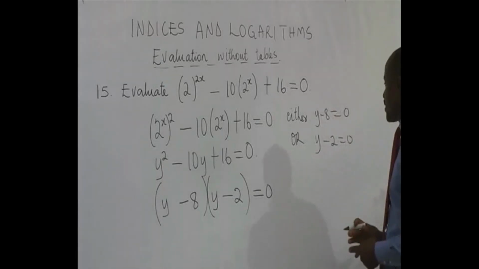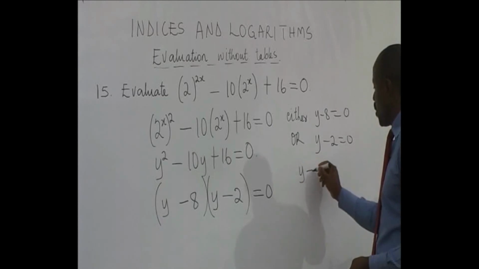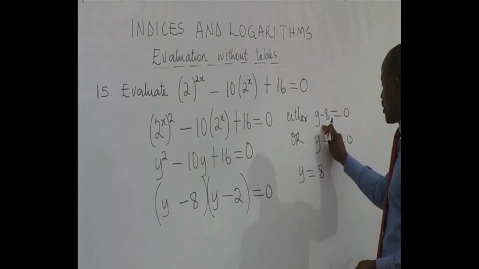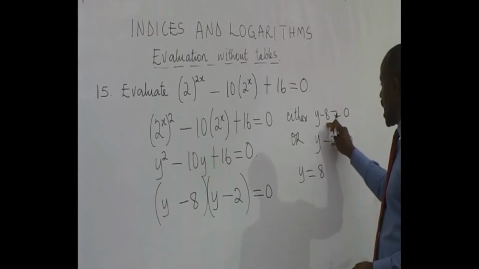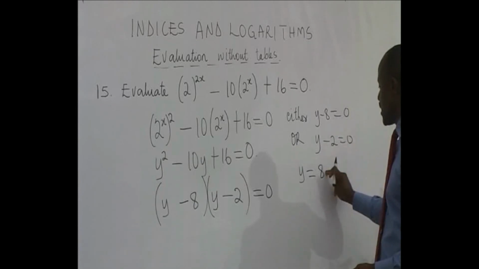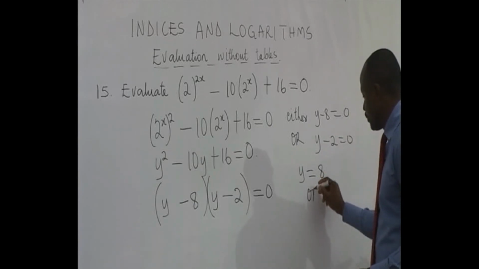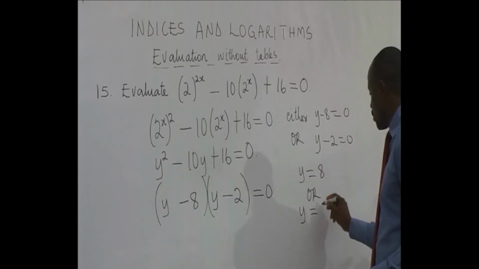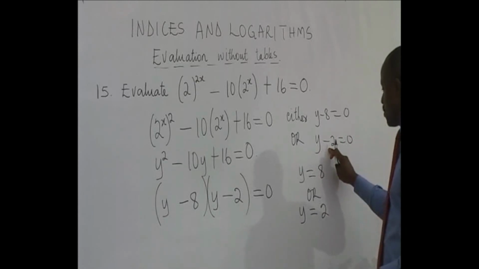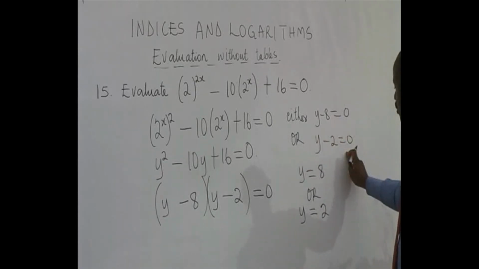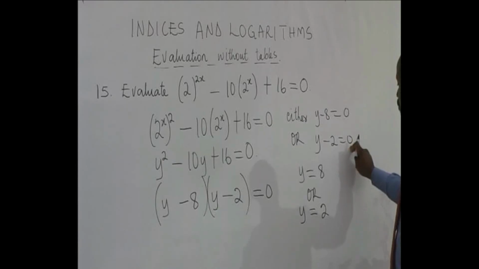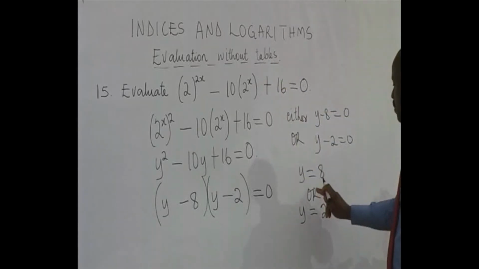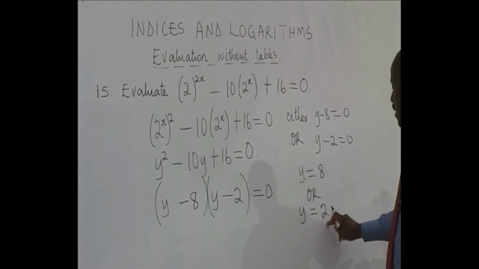In the case of y minus 8 is equal to 0, y will be equal to 8. Moving minus 8 from the left hand side of the equation to the right hand side, you change it to plus 8. And if you add plus 8 to 0, you get 8. Or in this case, y will be equal to 2. Taking minus 2 from the left hand side to the right hand side, you change it to plus 2. And if you add plus 2 to 0, it will give you 2. So the value of y in that expression becomes either 8 or 2.